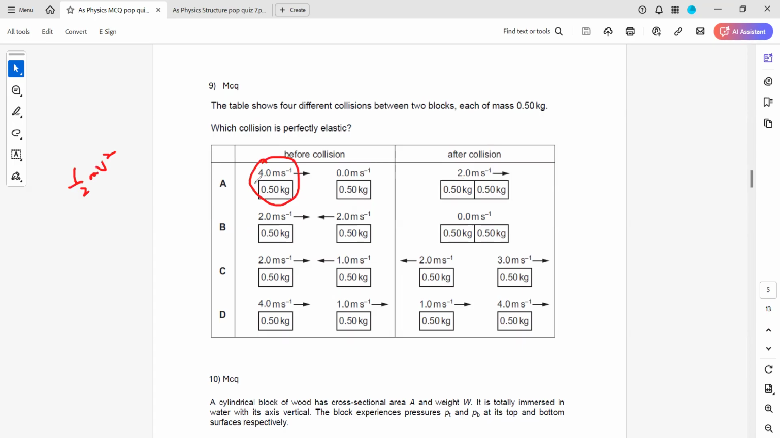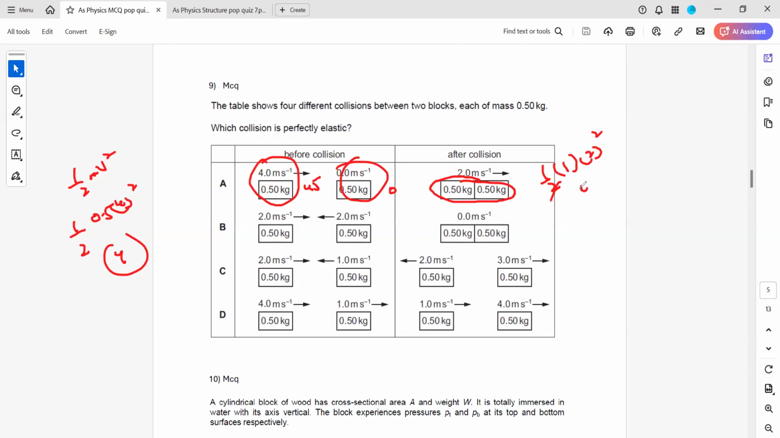So what is the kinetic energy of this one? It will be half, mass is 0.5 and speed is 4 square. So 4 square is 16 times 0.5, which is 8, divided by 2, so we get 4 joules of kinetic energy. There is 0 for the other. What about this one? It will be half, the mass is 1, the total mass, and the speed is 2 square. When we simplify, 2 square is 4, divided by 2, so we get 2 joules.